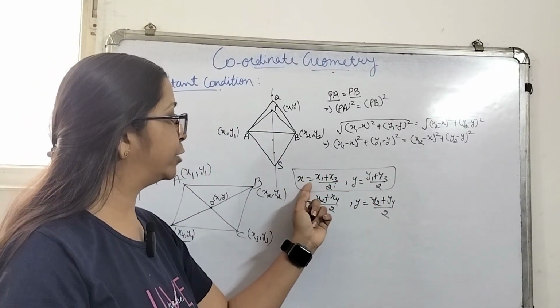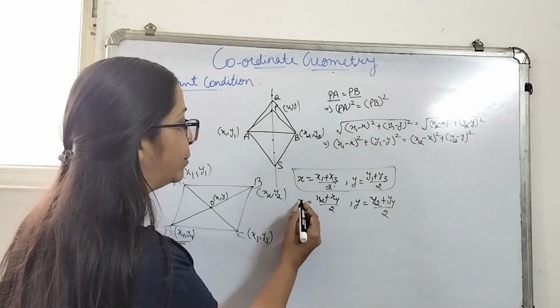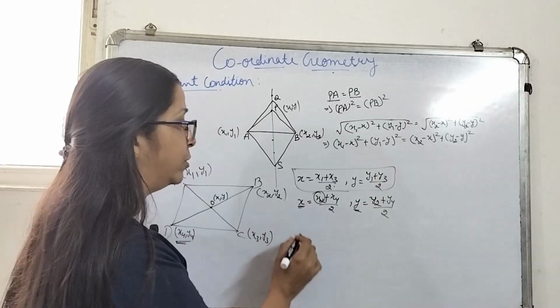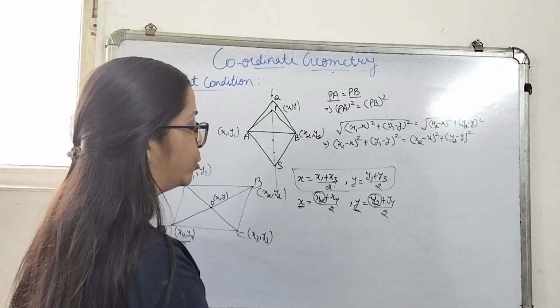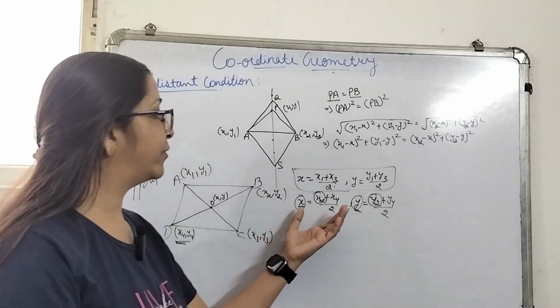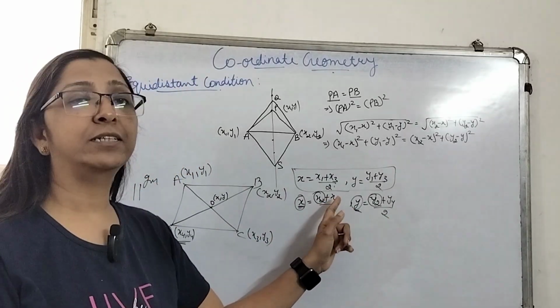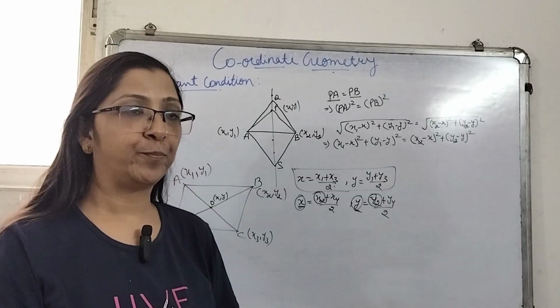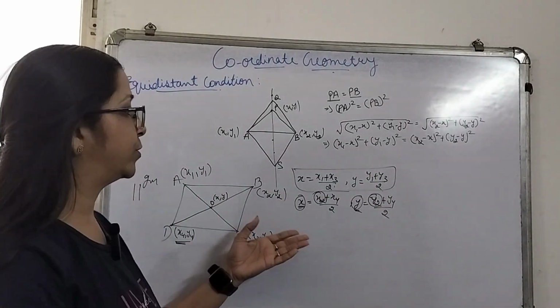From here we already know the values of x and y. Once we have them, we can keep these values over here. We know the value of x2, the value of y2, the value of x, and the value of y. So once we have all these values, we can easily find the value of x4 and the value of y4. So this is how we can solve the problems.